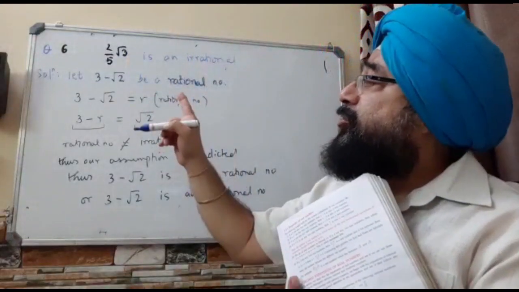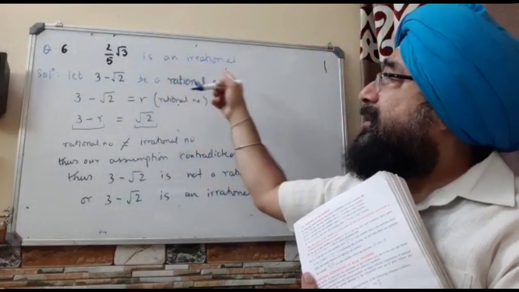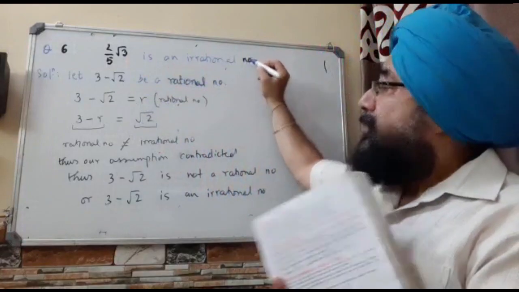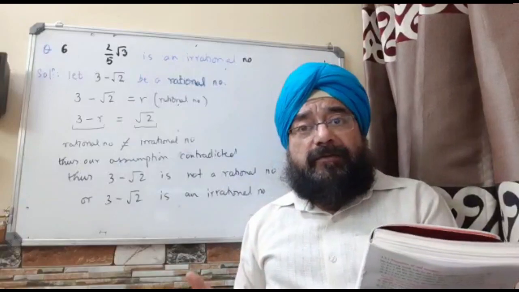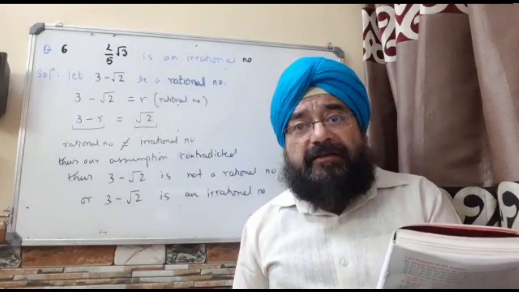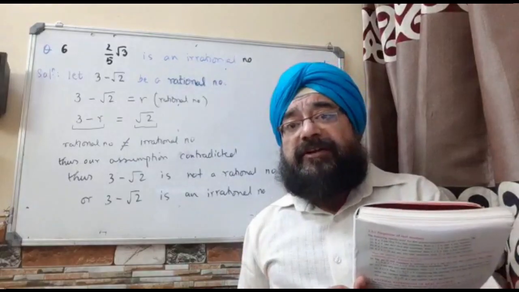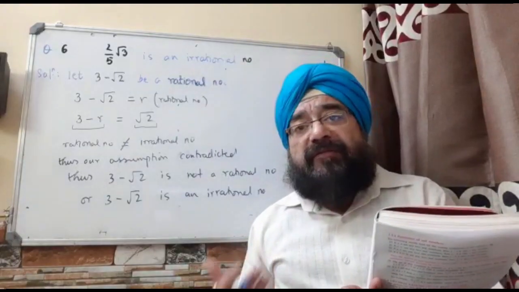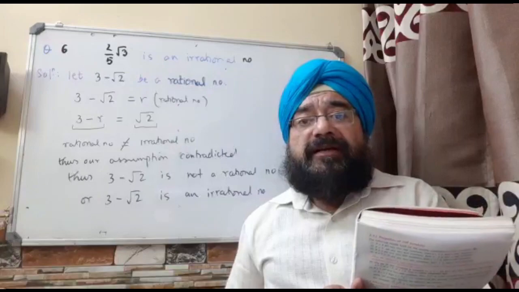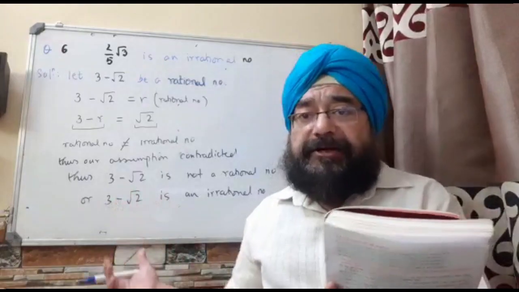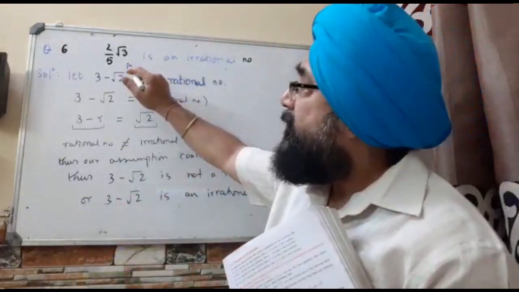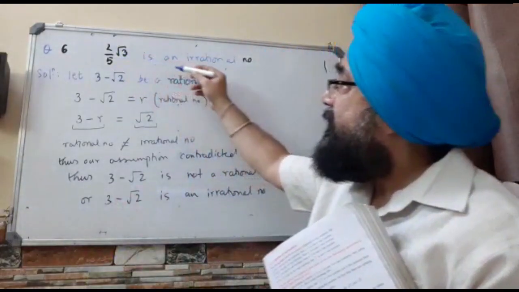Question number 6: you need to prove that 2 over 5 root 3 is an irrational number. Before that, you need to prove that root 3 is irrational, and in my previous lectures you have already learned how to prove root 5 an irrational number, root 7 an irrational number. So root 3 can in a similar way be proved an irrational number. So I'm not teaching you that here. I'm taking the second part of it, that is, 2 upon 5 root 3 is an irrational number.